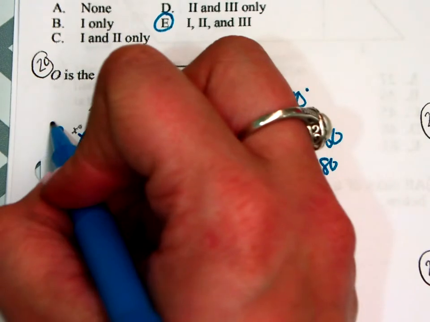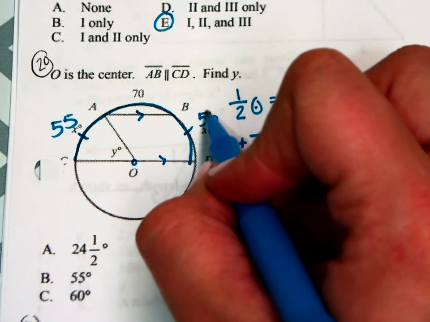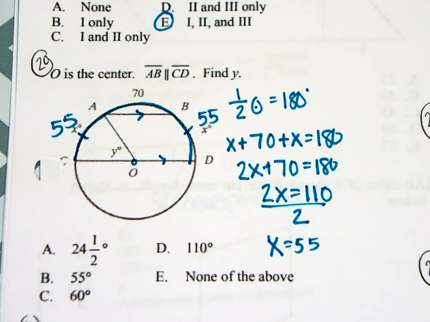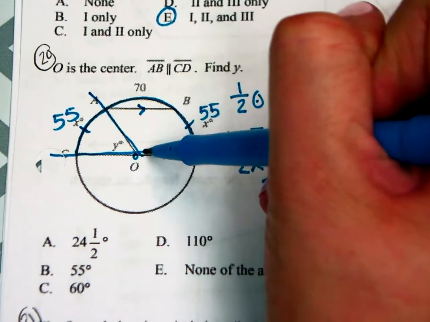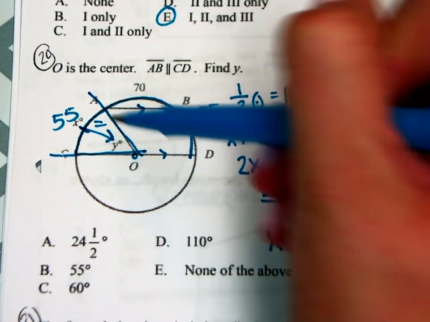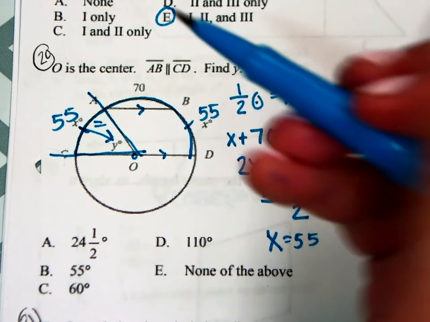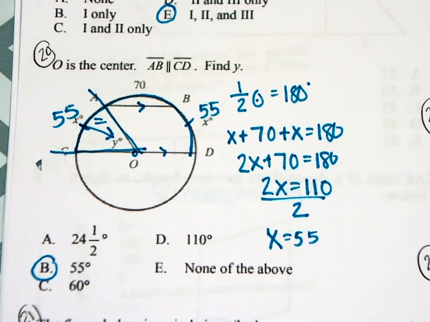Which means this angle here is 55 and this arc here is also 55. Well, this angle here for Y, that is a central angle, and central angles are equal to the arcs that they cross. So Y is also 55.